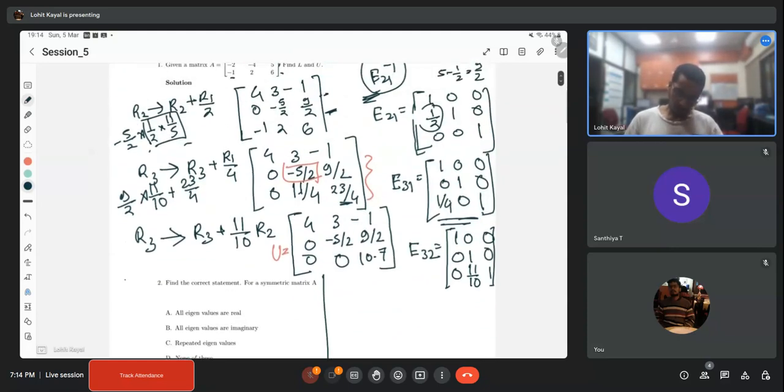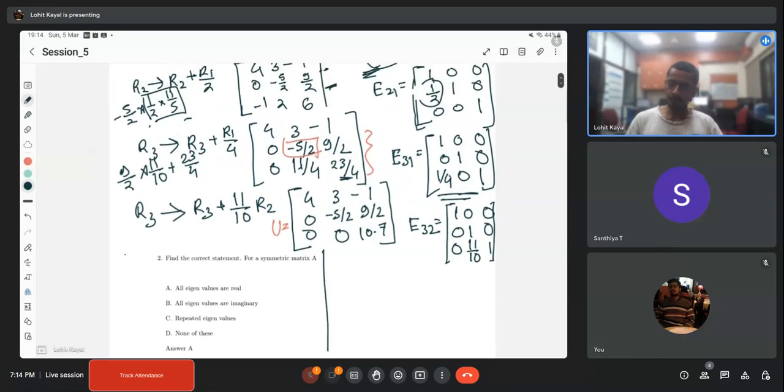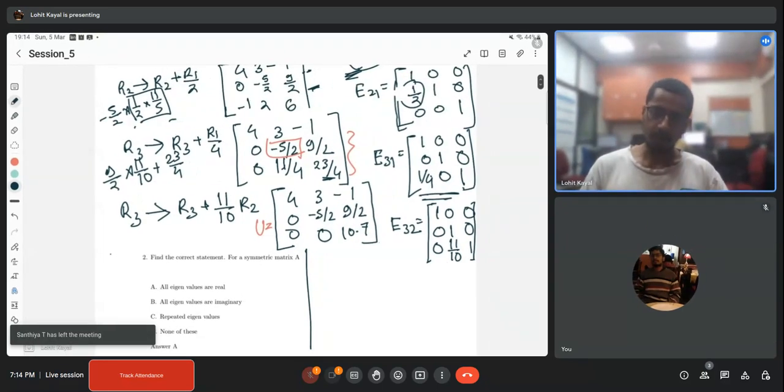So how can we write this complete matrix, the complete transformation?